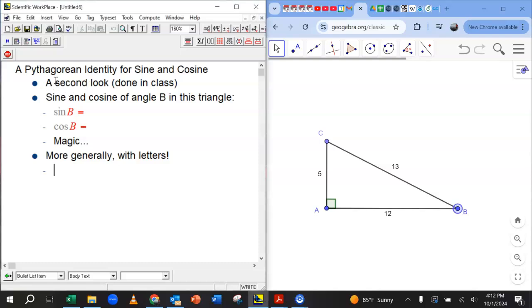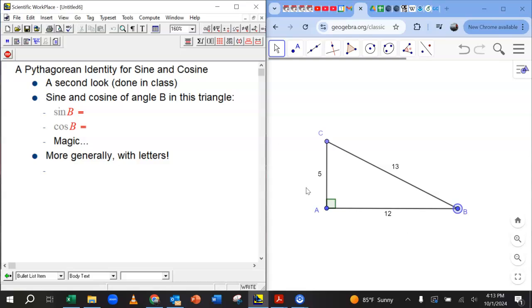We actually did this, kind of quickly toward the end of class a few days ago, but I really want to make sure we look at this again. It's going to be used crucially in the derivation of the law of cosines, which I'm going to pair with this video.